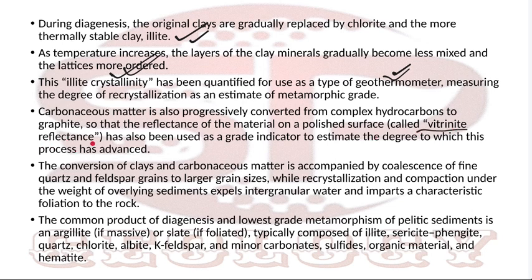Vitrinite reflectance suggests the degree or the rank of coalification. You have known these macerals: vitrinite, exinite, humanite. Three types of macerals are there. Apart from that, there are lithotypes and microlithotypes. In coal, three types of macerals are there: vitrinite, humanite, exinite.